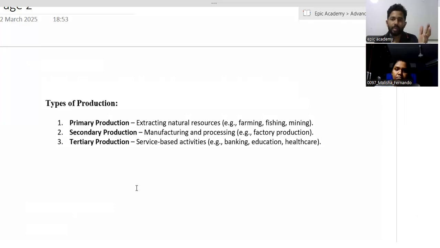As an example, just consider paddy production in Sri Lanka. We can do paddy production without any kind of capital, isn't it? Yes, we can do it. But nowadays, it has converted to machinery activities. Yes, because each and everything changes.